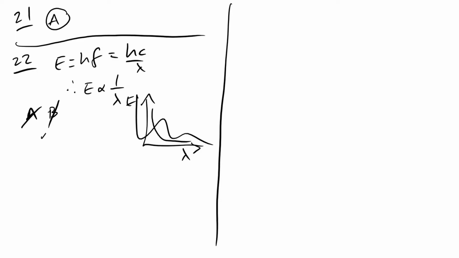So let's have a look at C and D. They both have energy on the y-axis and 1 over the wavelength on the x-axis. So therefore, we know they must be directly proportional. So therefore, it must be D.